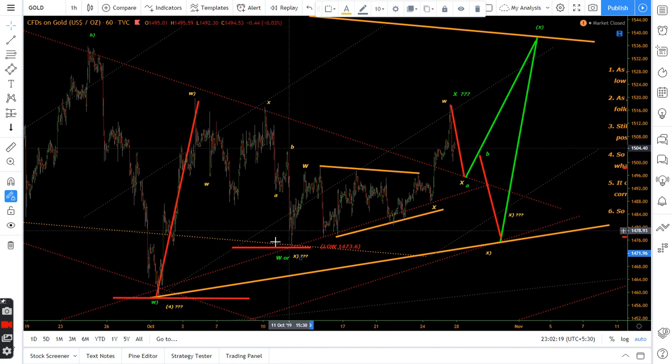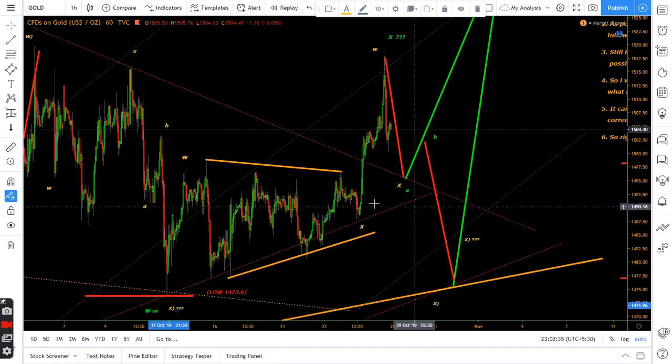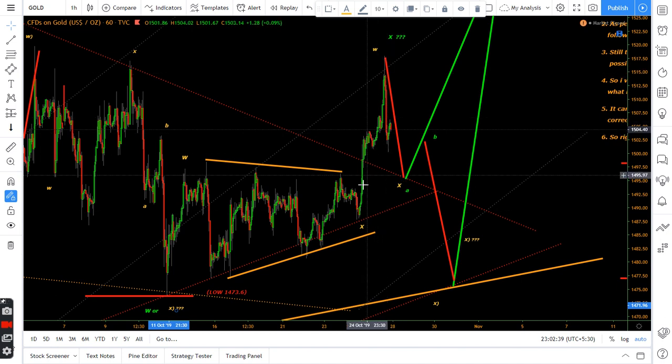One second, sorry, it is a simple wave. A, B, C has ended here. We need to treat that Y wave, right? The Y wave is also split into W, X, Y. So again, W is here, X is here, and Y is completed.